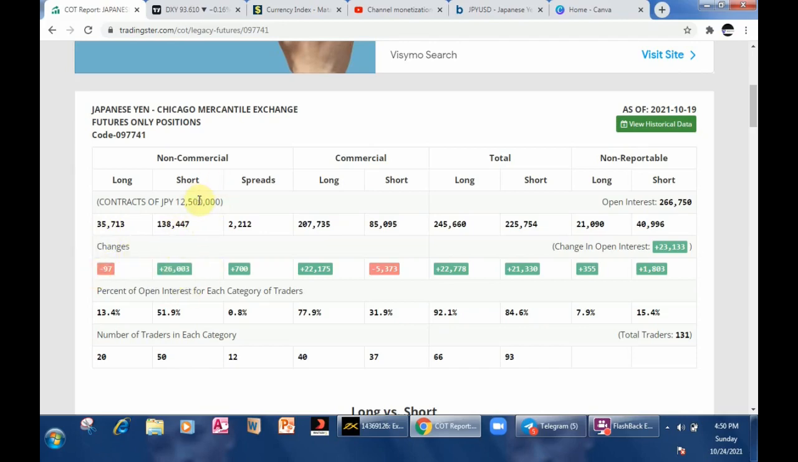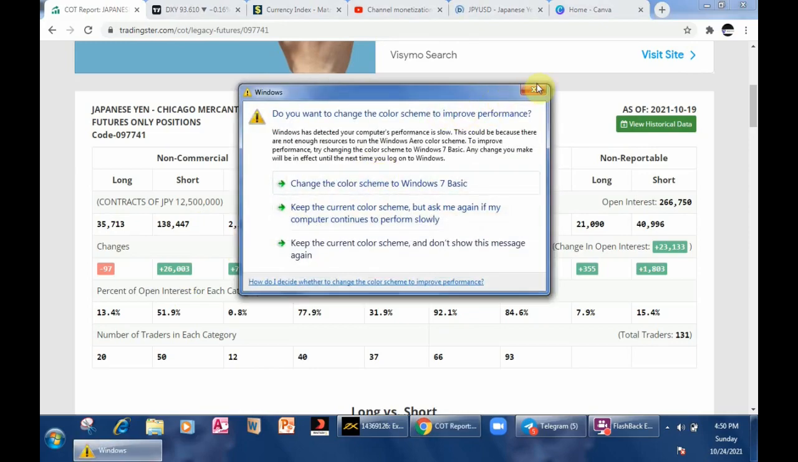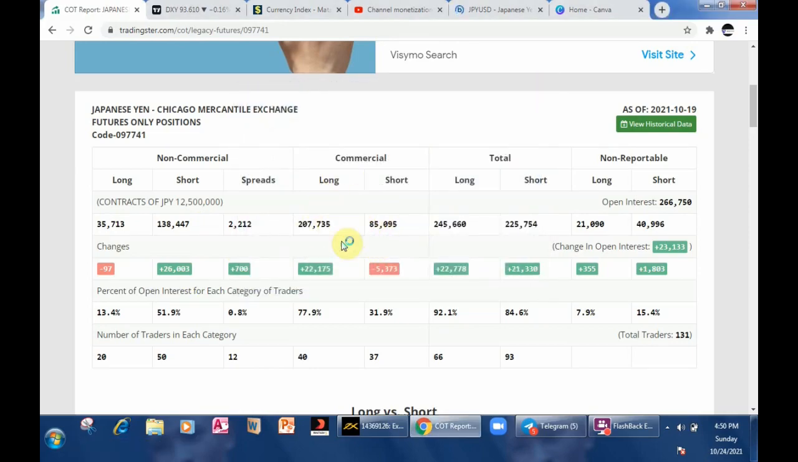Okay, so we can say the non-commercials are heavily net short, while the commercials are heavily net long. Guys, can you see what I'm saying? Now I'm going to explain this. They have 207,000 long contracts, and they added 22,175 long contracts more. They have 85,000 short holdings, and they dumped 5,000. This is massive. This is powerful.